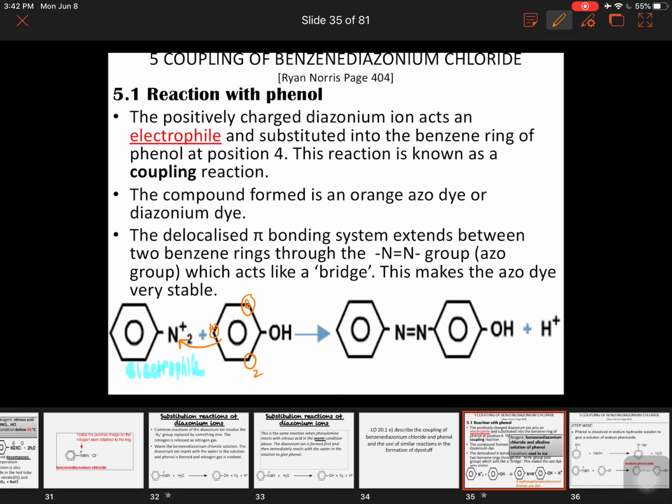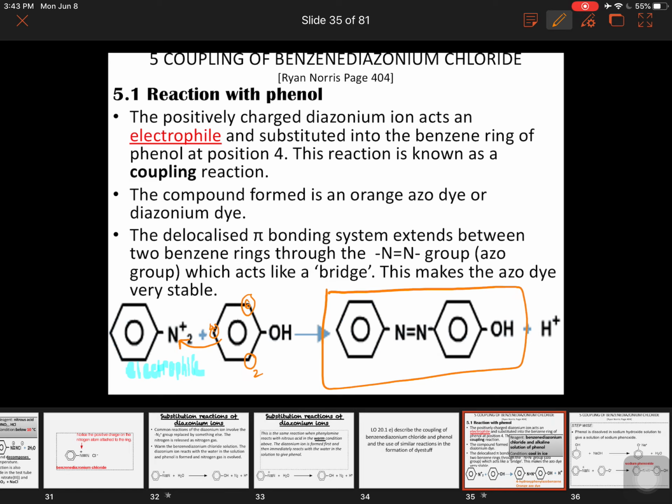So what happens is that there will be something happening here. The nitrogen triple bond will be broken. Only one out of the three bonds is broken, and then it forms a bridge, a linkage to the phenol. Okay, so you get this diazo bridge. The nitrogen is a bridge.